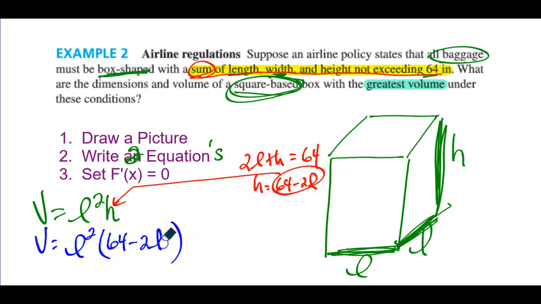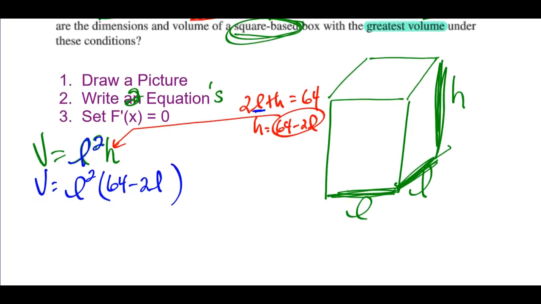64 minus 2L. Now you may ask, why didn't I solve for L? Well, it was harder, but you could have mathematically, but after I solved for that L, I would have had to square that quantity. So think about which variable might be a little bit easier to solve for. 64L squared.